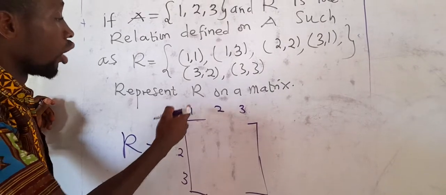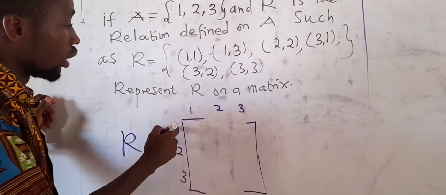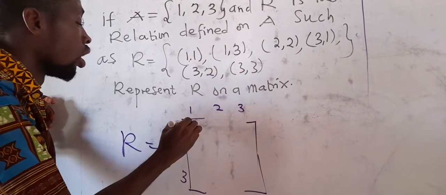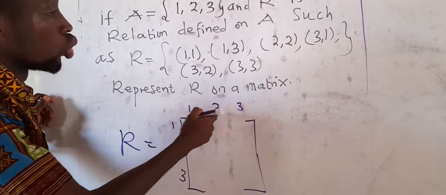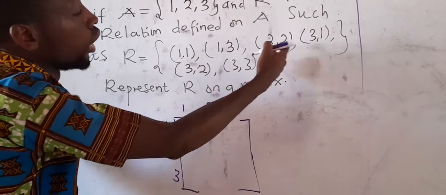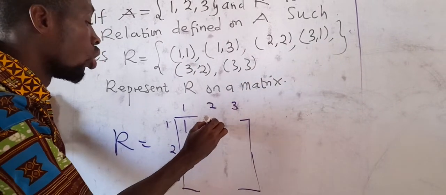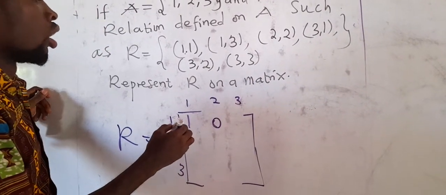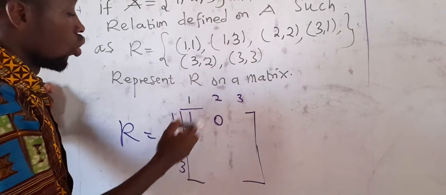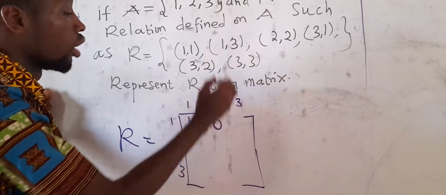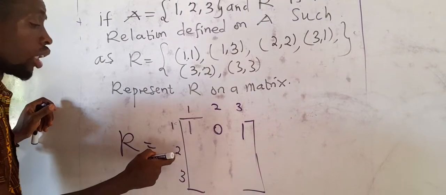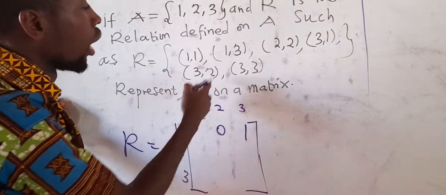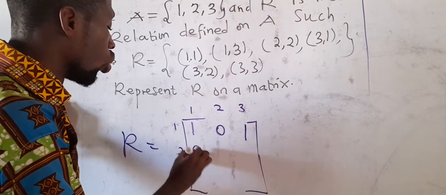So does one relate to one? Yes, it's here. So it's an on state. So one. Does one relate to two? Do we have one, two here? No. So an off state. Does one relate to three? Yes. One, three is here. So an on state. Now we come here. Does two relate to one? Do we have two, one? No. So off state.